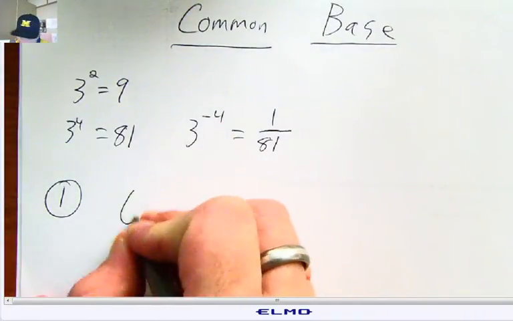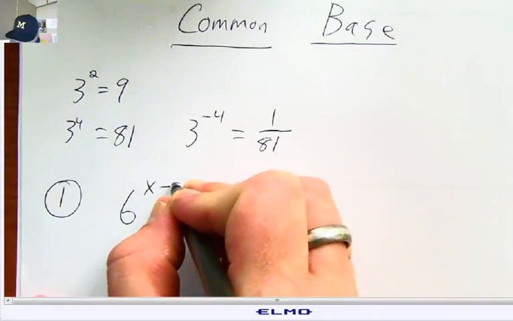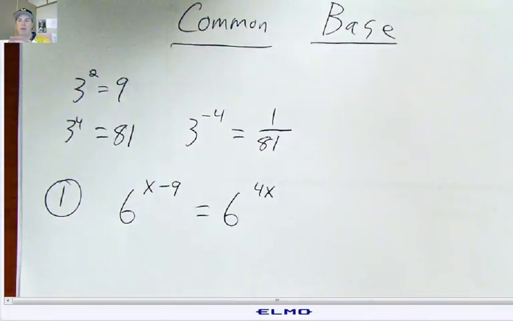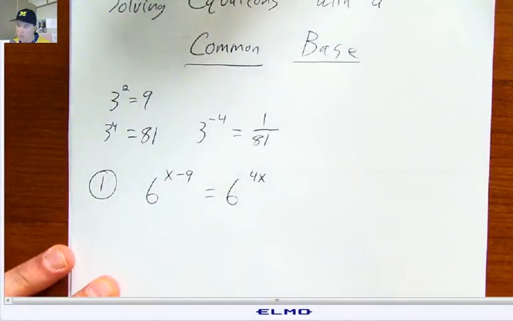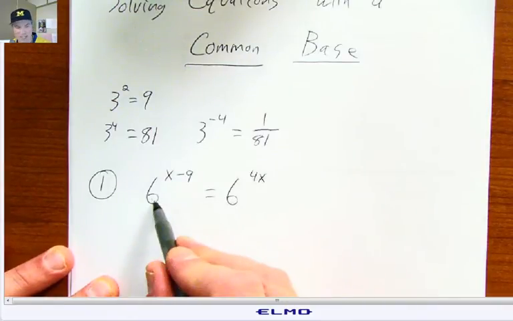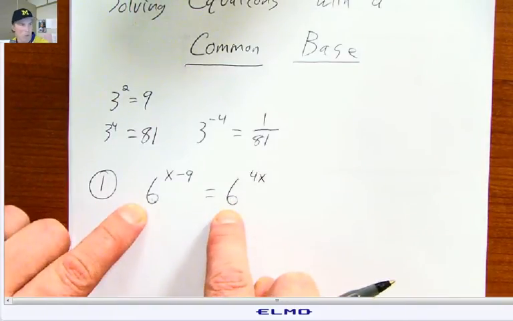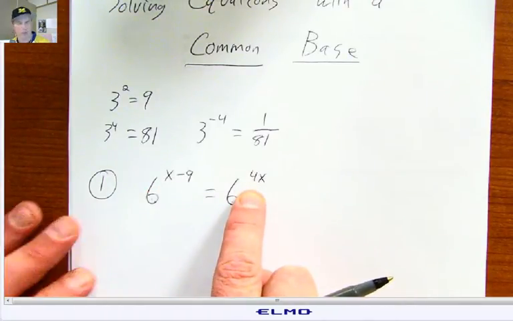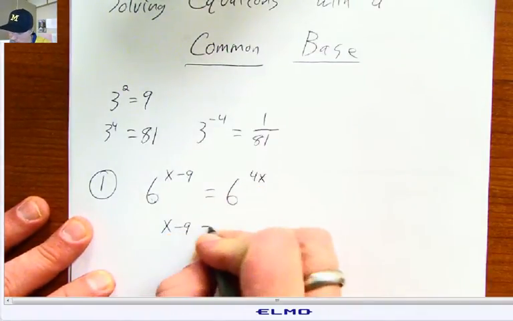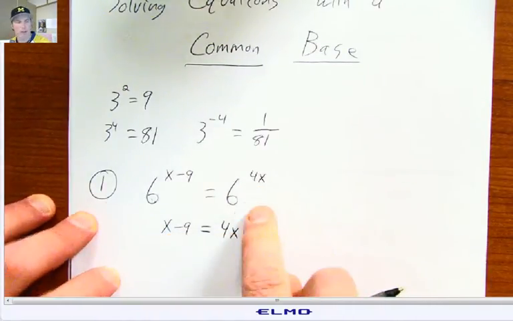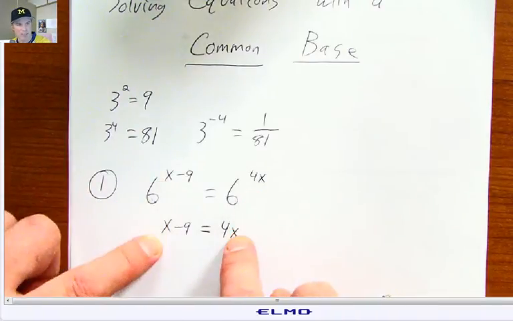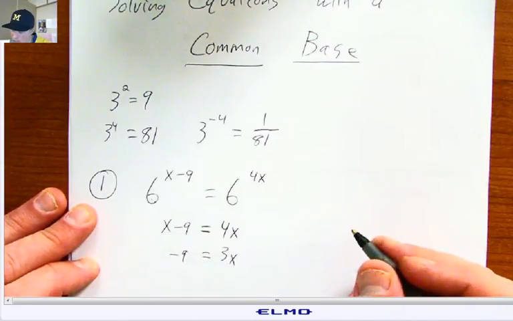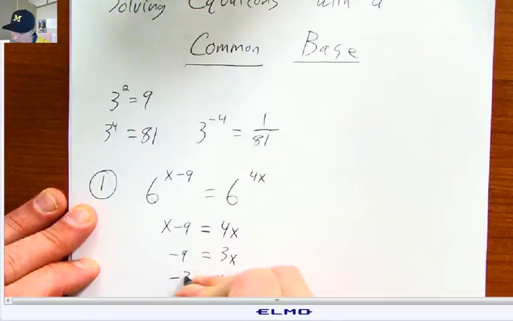So, in this one, let's start with 6 to the x minus 9 equals 6 to the 4x. Well, this is just the basic intro. Because we have the same common base, if the bases are congruent, that means their exponents must also be congruent, or equivalent. That's probably a better word, because this is not geometry, it's algebra. If the bases are equivalent, their exponents are equivalent, so we set the two equal to each other, and then we just solve the equation as we normally would. You get negative 9 equals 3x, which means x equals negative 3.